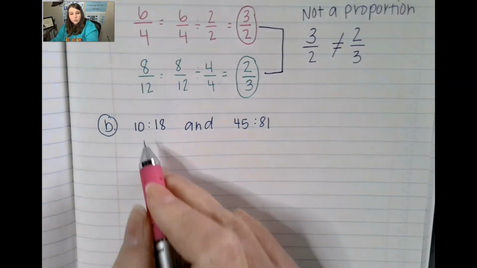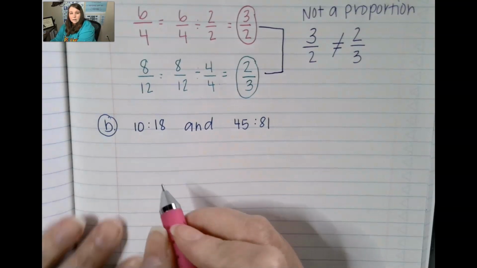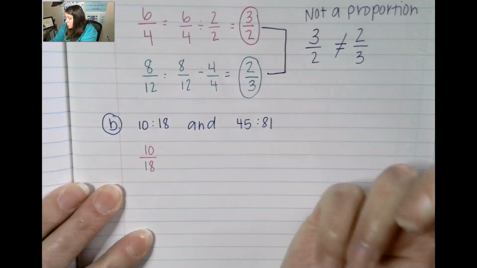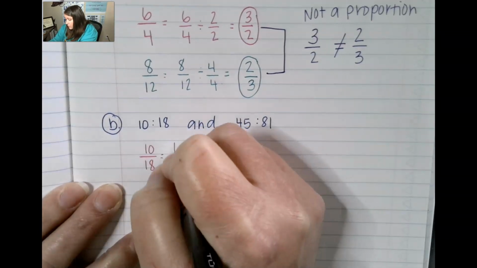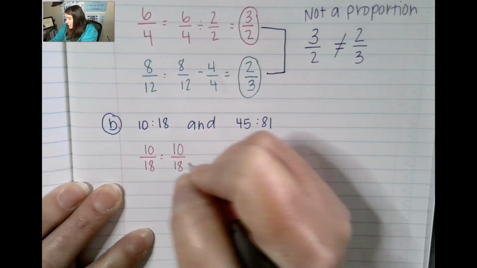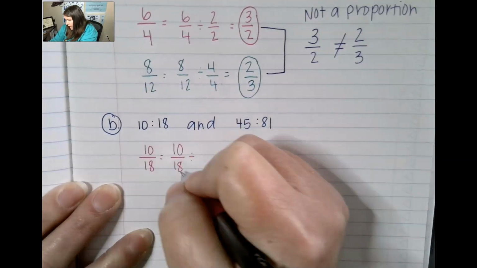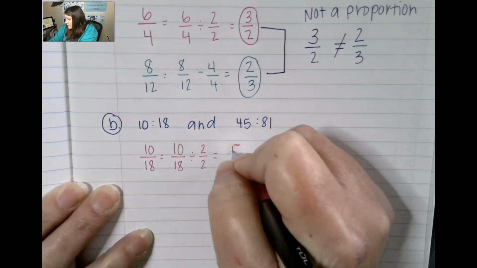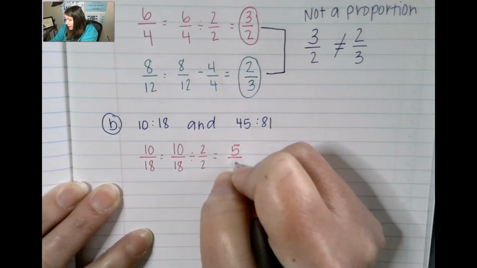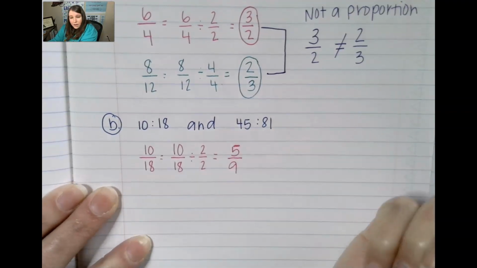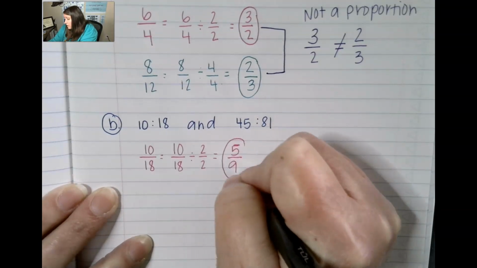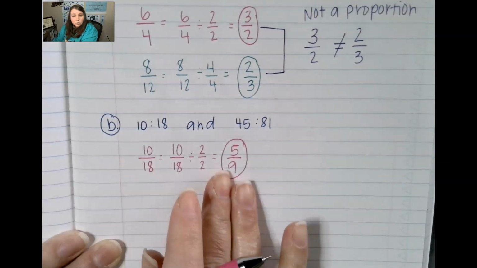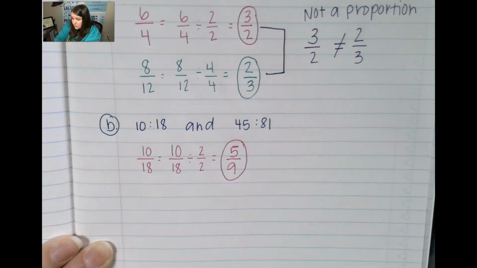So let's start with the first one, 10 to 18. We're going to look at 10 over 18, and we're going to divide it down. I know right away that 2 can go into both of those, so I'm just going to divide by 2, and that gives me 5 over 9. And 5 and 9 are both prime numbers, so the value of this ratio is 5 over 9. So I've reduced it down to 5/9.